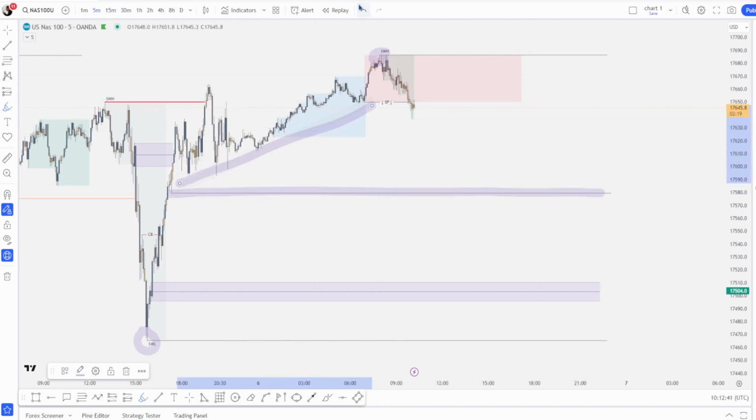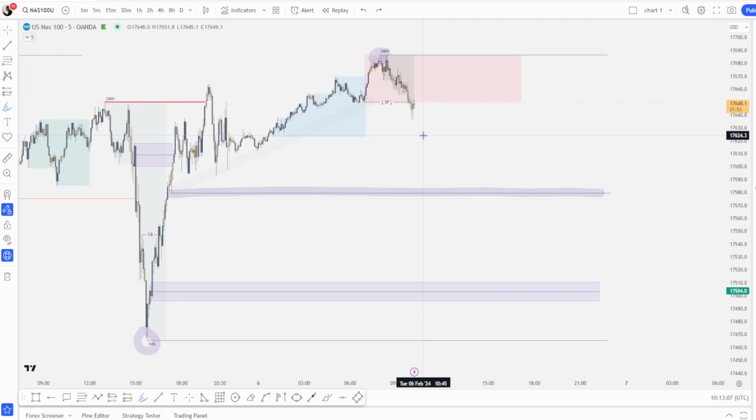Now, if you have been in any of our Discord live streams, you will know that we've mentioned a few times that liquidity built through Asia is often run during London, and liquidity built during London is often run through New York. Obviously, it doesn't work exactly like that every single time, but it is a pretty simple way to look for possible areas of liquidity to be taken.